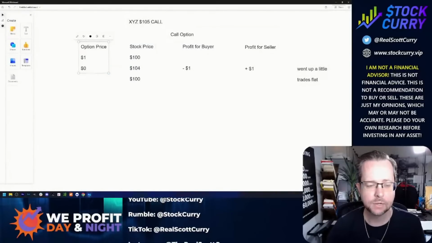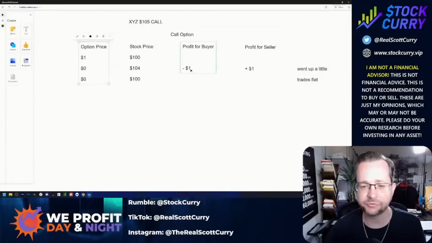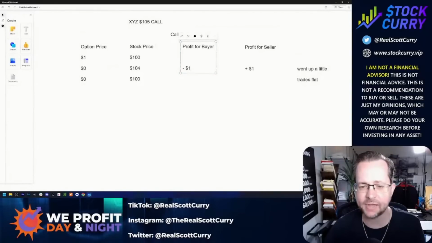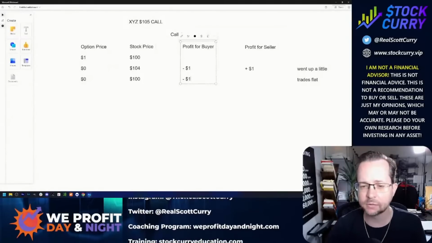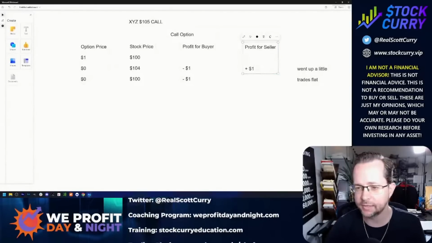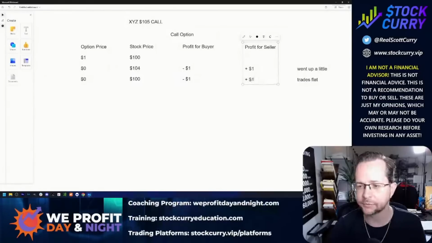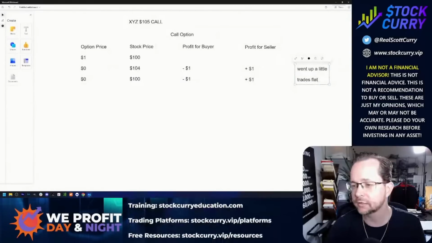Well, if we finish at $100, the option's still worth 0 because it's less than 105. The buyer loses $1 and the seller gains $1. What happens if our stock goes down a little?